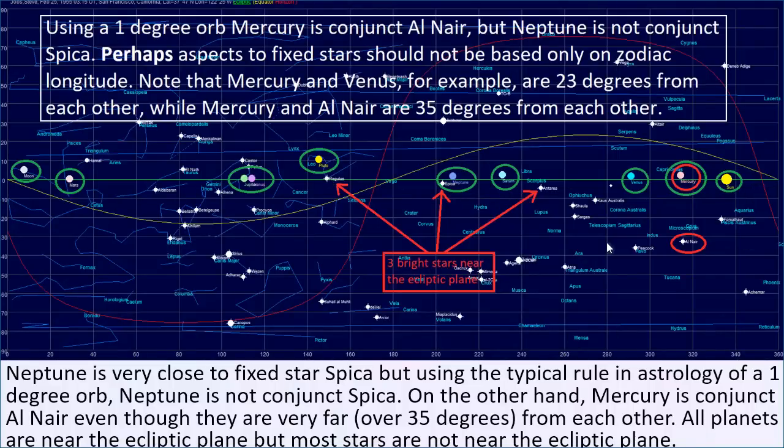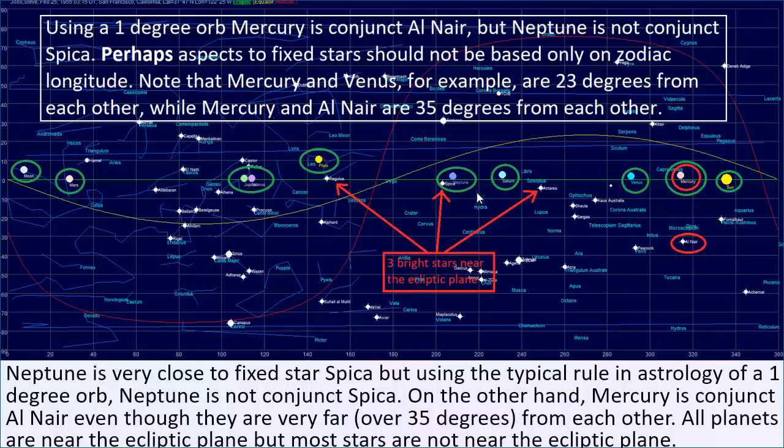So one question that arises is, does it matter that the star is actually not very close? Does it matter that Mercury's conjunct Alnair, but it's nowhere near Alnair, whereas if a planet is conjunct Regulus, it would be close to it? Does it make a difference? Well, the idea in research is we don't know. Let's find out. Rather than assume that we know, let's see if we know.